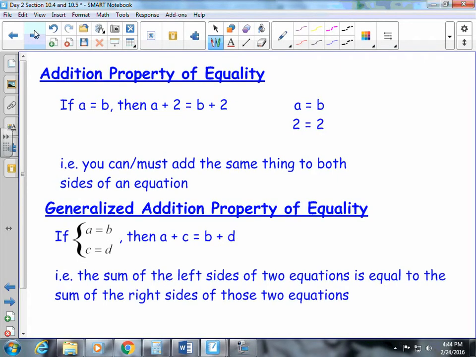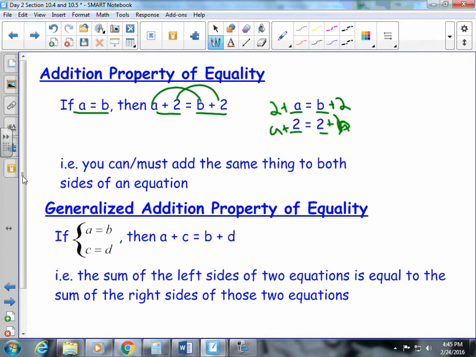The addition property of equality says that if A is equal to B, then A plus 2 equals B plus 2. That's obvious stuff. But what we're really saying is, look, I have A and B equal to each other and 2 and 2 equal to each other. So I can take 2 and add it to both sides, or I can take A and B and add it to both sides. This is the exact same statement. So we must add the same thing to both sides in order to satisfy the equation.